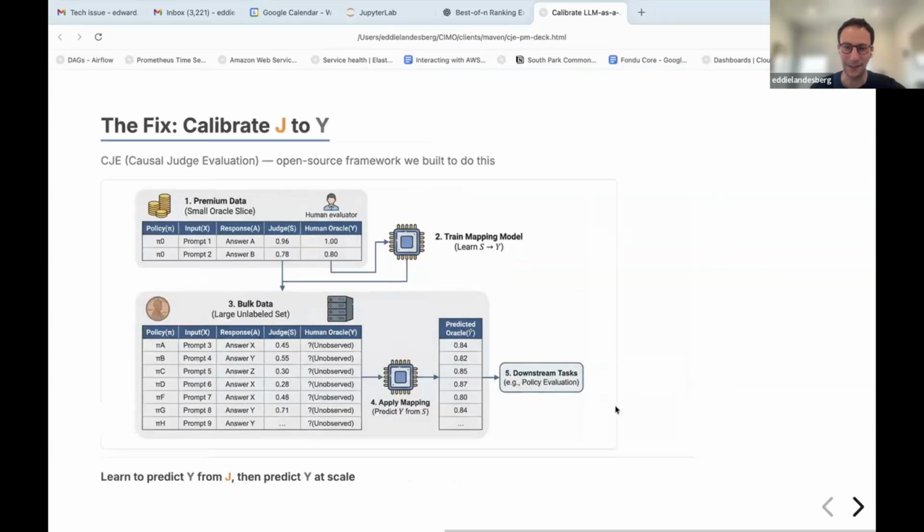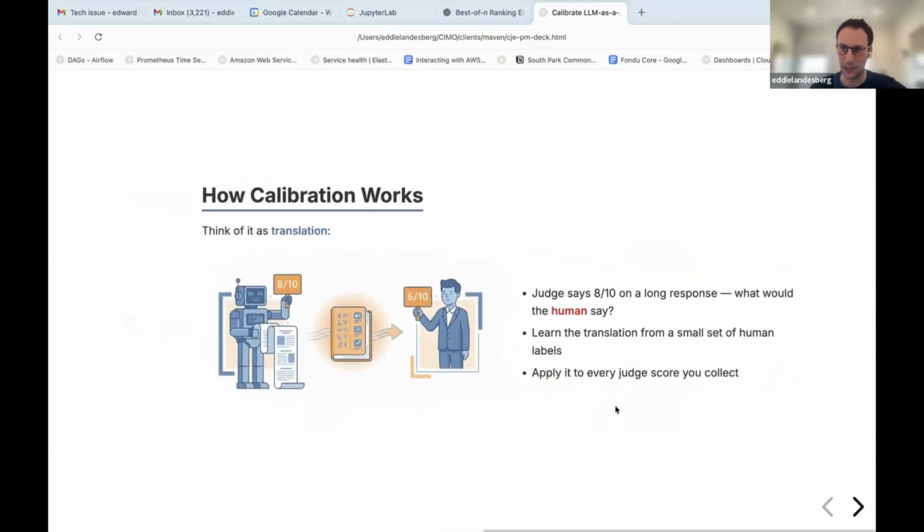So yeah, first, calibration, maybe it sounds like technical jargon. And maybe it is, but really the simple way to think about it is it's just a translator, right? It's Google Translate. The judge speaks one language and you speak another. The judge thinks that things that are long and complicated are good automatically, and the human probably thinks the opposite. And so calibration is basically a translation layer.